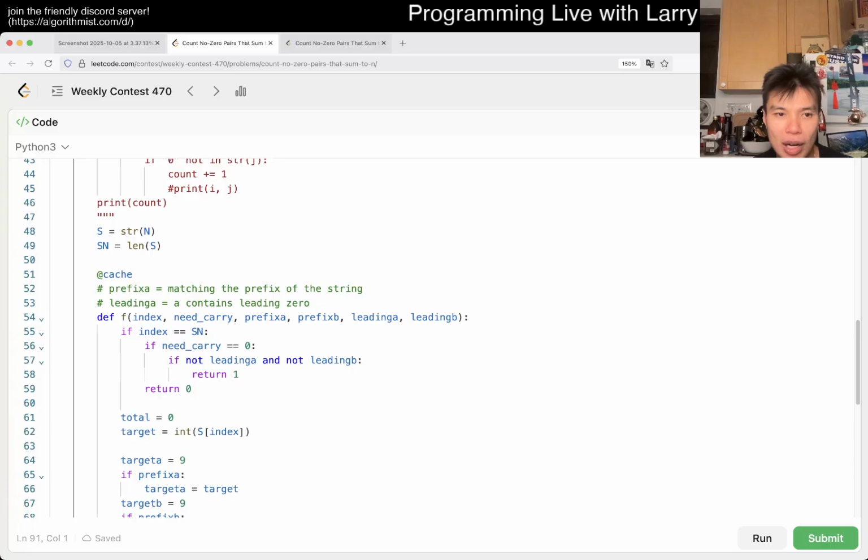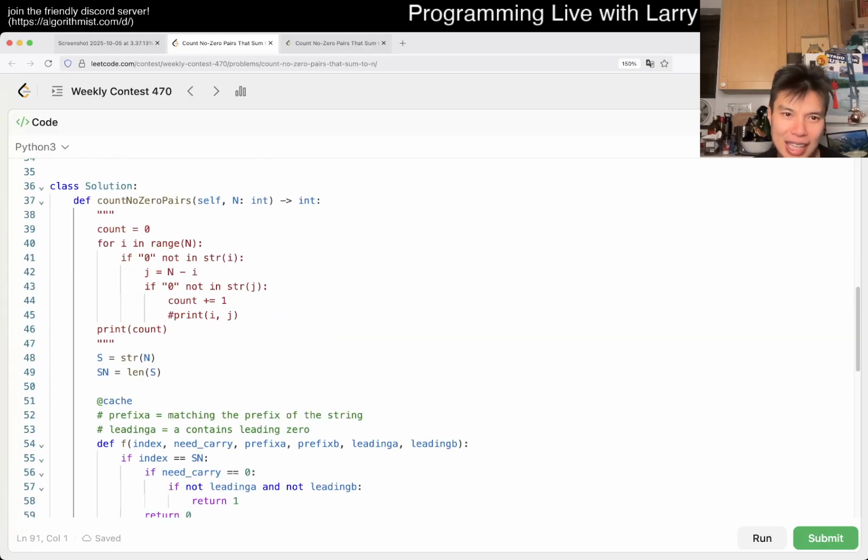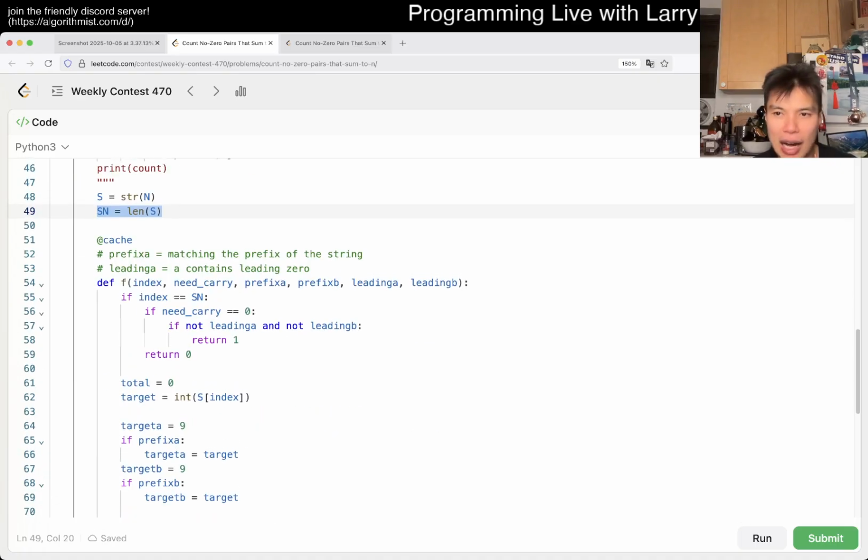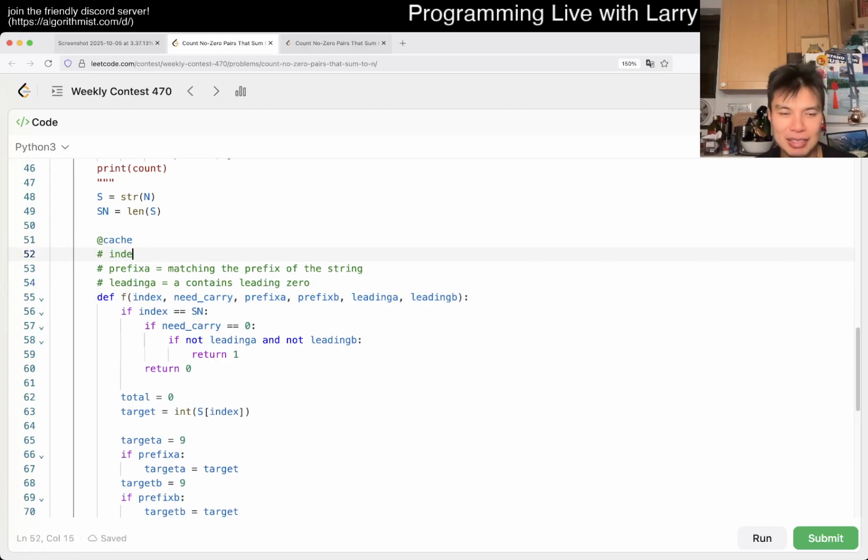So now, given this n, I convert it to a string just because it's slightly easier to work with, not a big deal. And then we have the length of the s here, right? And then now we have the DP function of the index. Index is just the index of the number target, right? And then we have need carry.